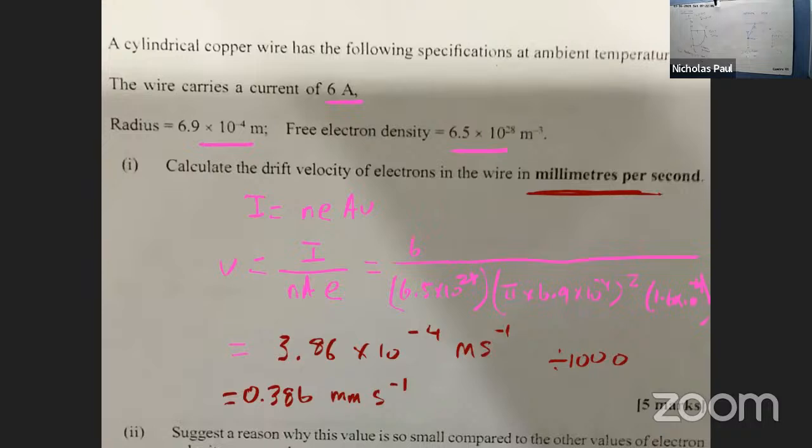I have 6 over 3.9 by 10 to the minus 4, squared, by pi. That's the area, right? Yeah, minus 4. Anybody else get that one? 0.38. So we should have got that. Look at that, 0.38.